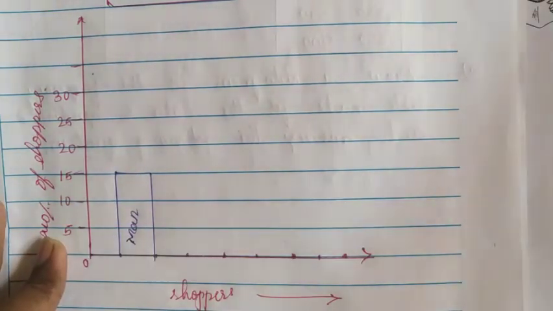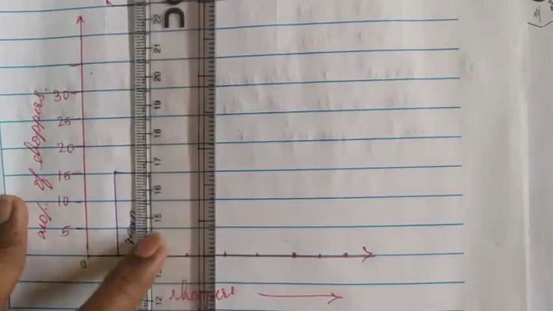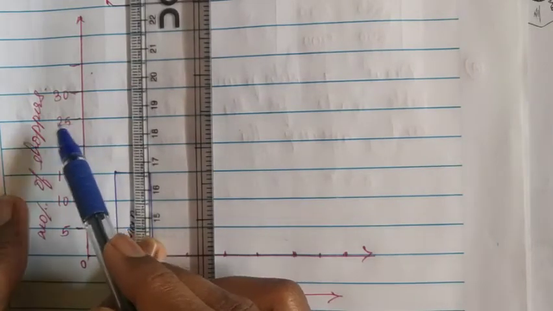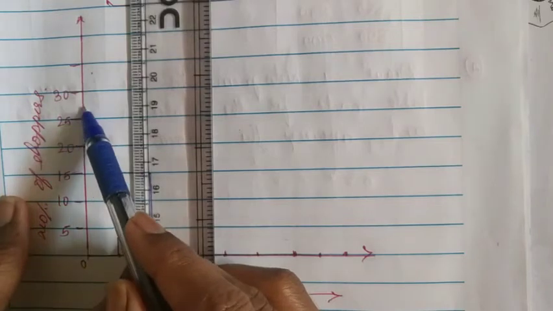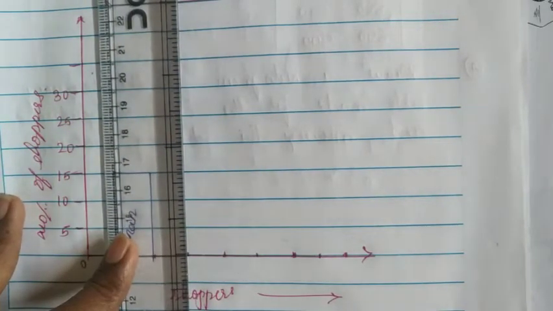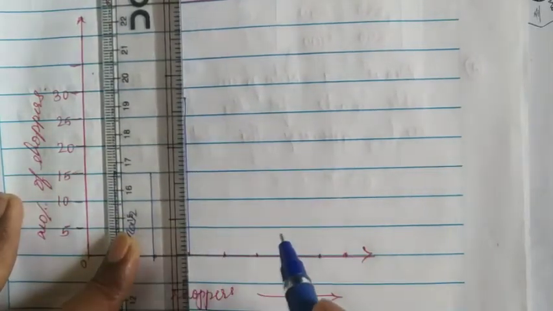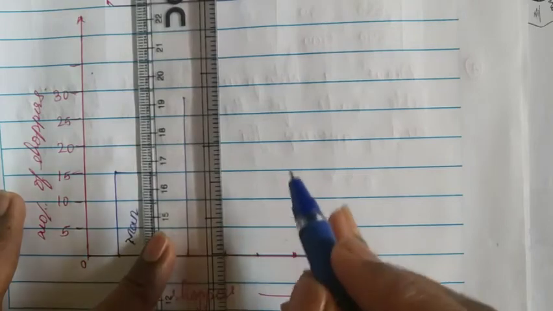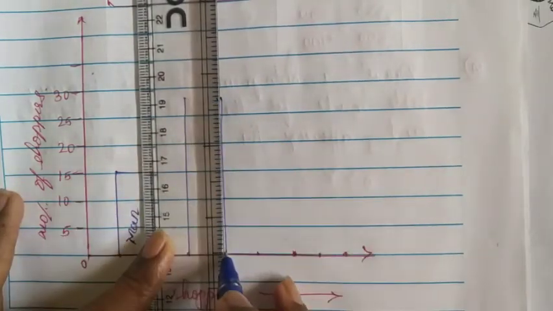Next, the second one is woman. Woman has a frequency of how much? 28. Yes, here we are marking from 20 to 25, 25 to 30. In between 25 to 30, 28 is coming, right, up to that height. I draw the bar up to the height in between 25 and 30.